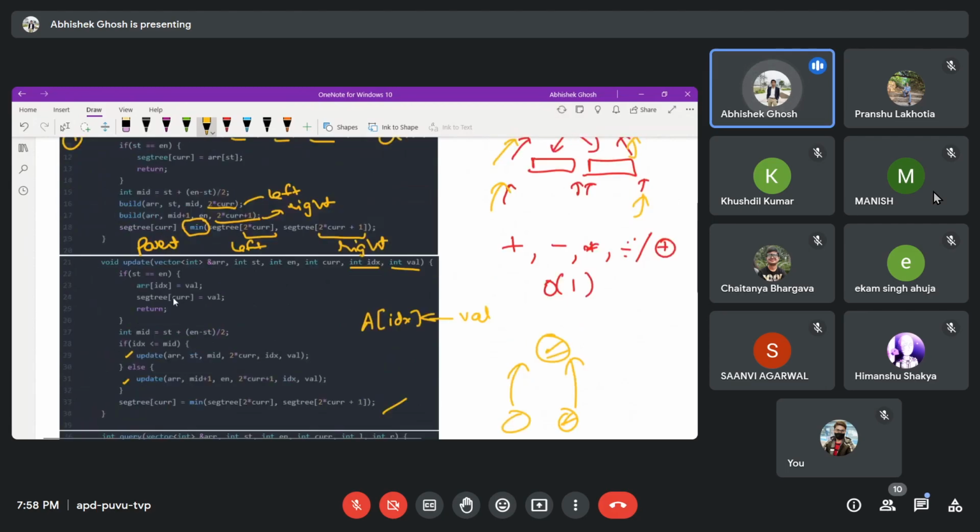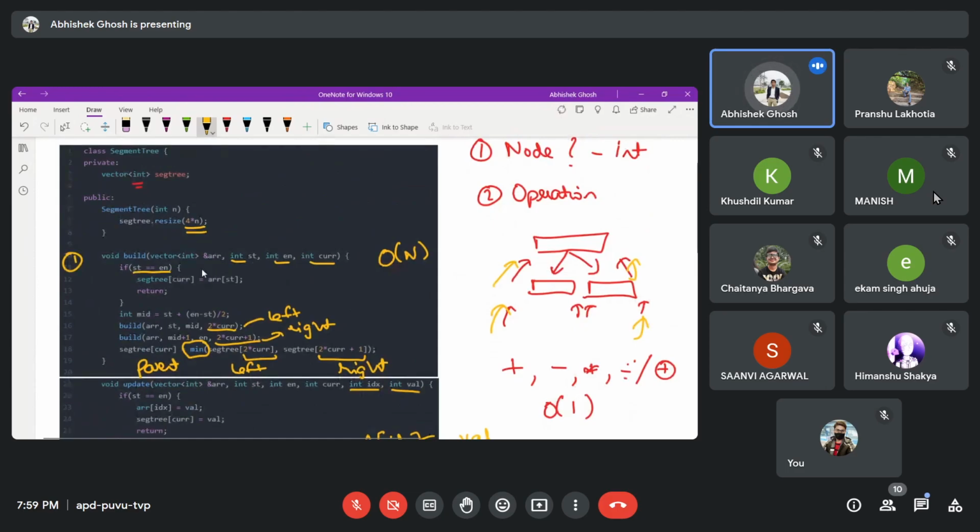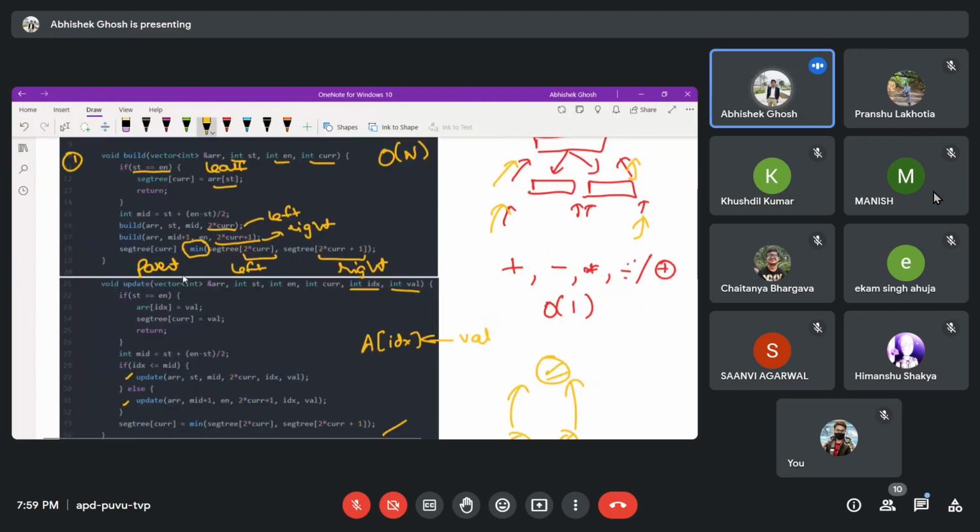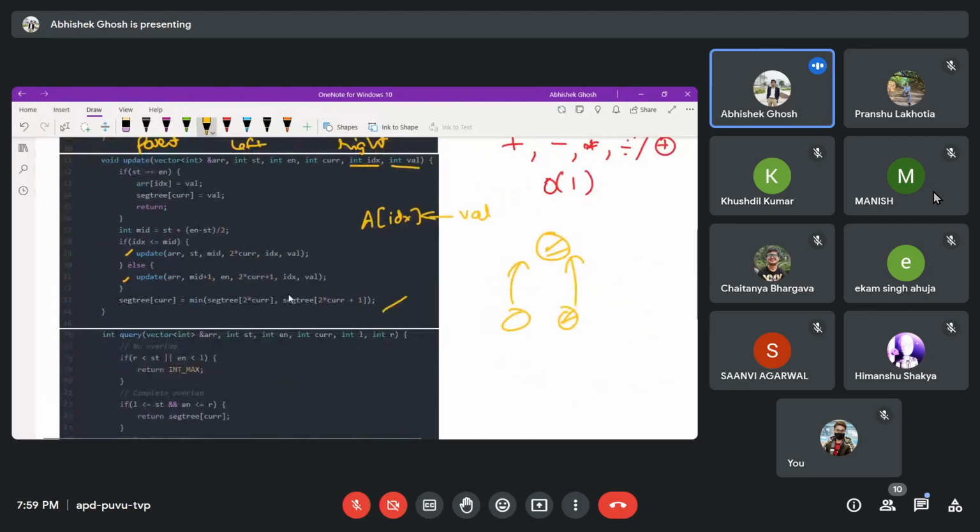And our base case was actually st equal to en, which means we have reached a leaf node. And in our case, a leaf node is basically just a single element. So we put array of st at segment tree of cur, which is our leaf node. So in the update part, we just make a call to either left or right, and accordingly, we make changes to our parent.